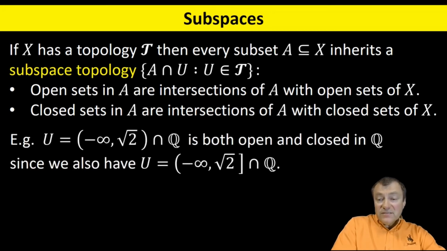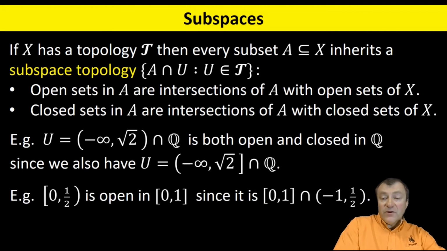So it's in this sense that Q is a subspace of the reals. Here we have a subset of the rationals, which we call U, which is neither open nor closed in the reals, but it's both open and closed in the rationals. It's open in the rationals because it's the intersection of the rationals with an open interval. It's also closed in the rationals because it's the intersection of the rationals with a closed interval.